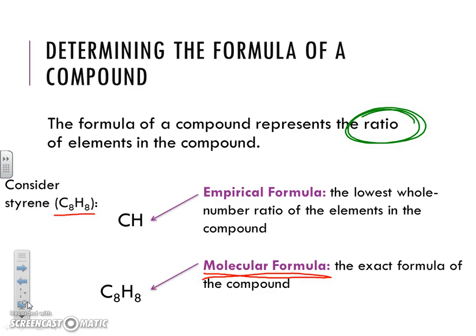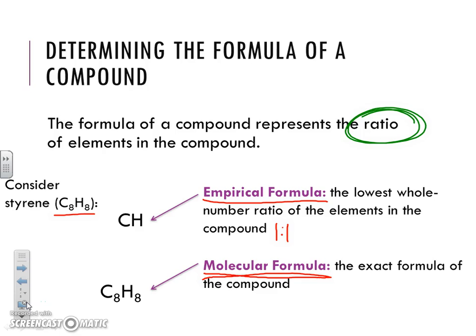The empirical formula, on the other hand, is the lowest whole number ratio of the elements in the compound. So the empirical formula for styrene would be CH, because it's a 1-to-1 ratio. But that doesn't tell us specific information about how many carbons and how many hydrogens we could expect to see in styrene. It just tells us that we should expect to see the same number of carbons as hydrogens. And so we could write that as a 1-to-1 ratio.